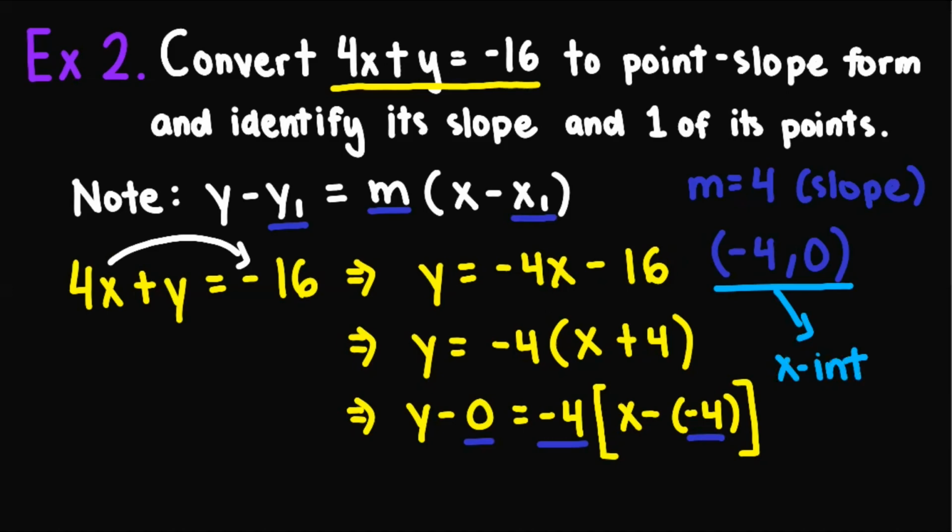So using the point-slope form, we actually obtain not only its slope and not only one of its points, we also obtain its x-intercept. So that is the power of using or knowing various forms of a line.